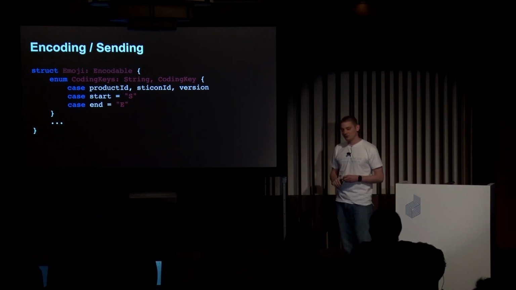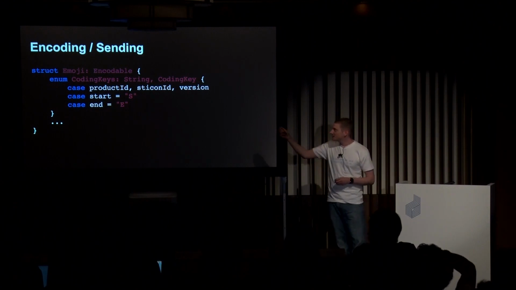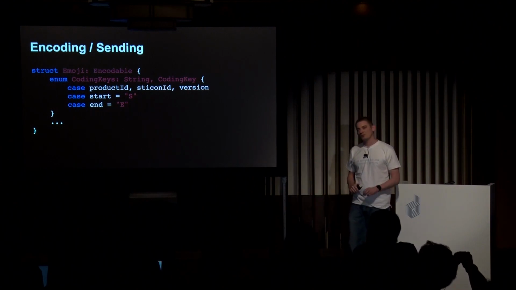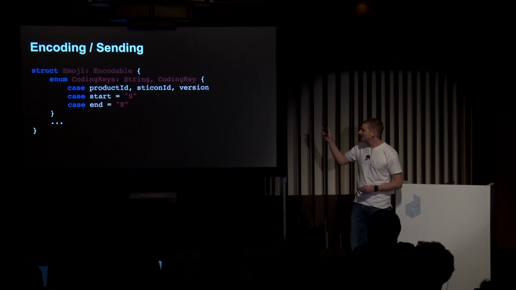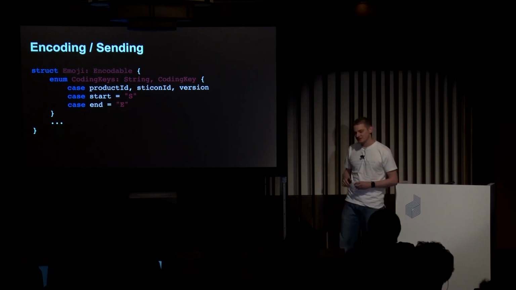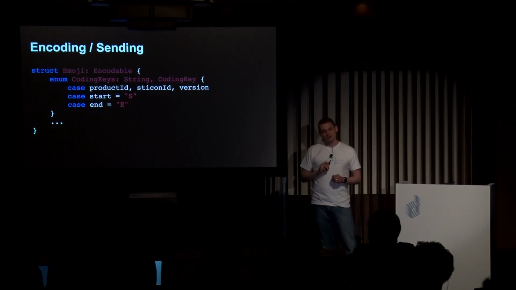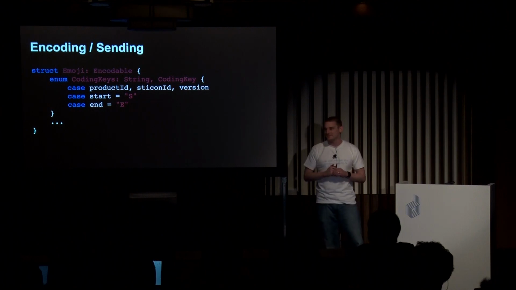What we can do, though, is by providing this coding keys, which conforms to coding key protocol, we can define exactly what we want to encode, and we can even say, hey, for the start, we want to encode that, but we want to call it S. That's what this coding key conformance is going to give us. Now, we don't need to write our encode method, because the rest of it will go automatically, which is awesome.